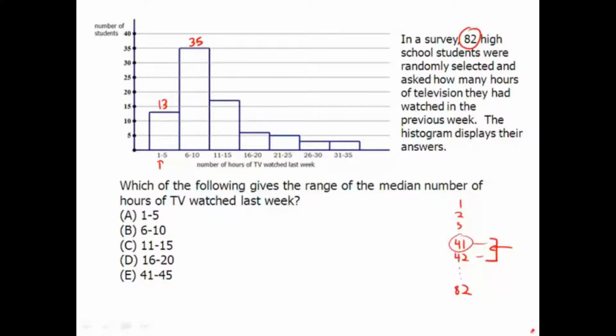So by the time we get to the end of this column, 13 plus 35 is 48. We've already gone through 48 numbers. So that means the first 48 numbers on the list are taken care of in these first two columns. So the 41st number is somewhere in this column. This column right here, answer choice B.